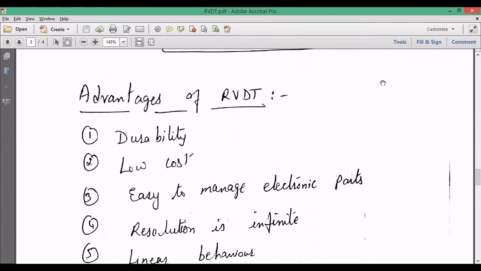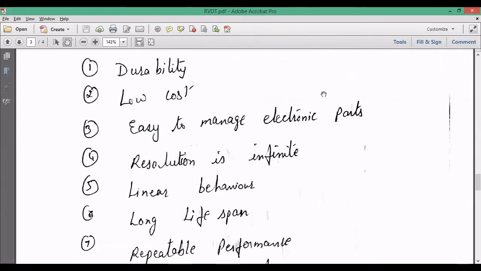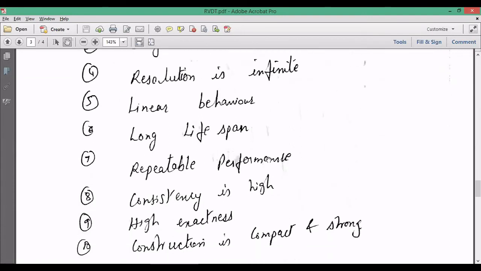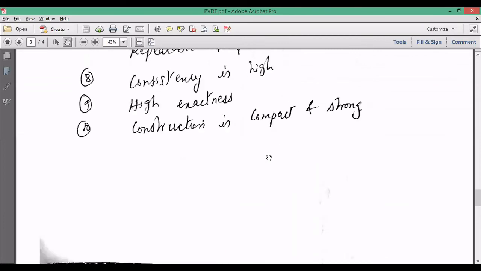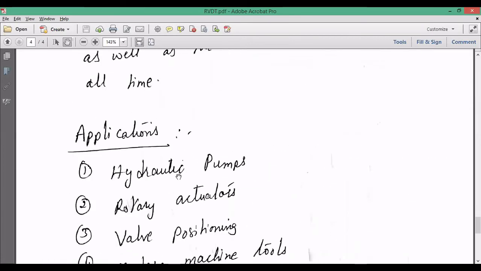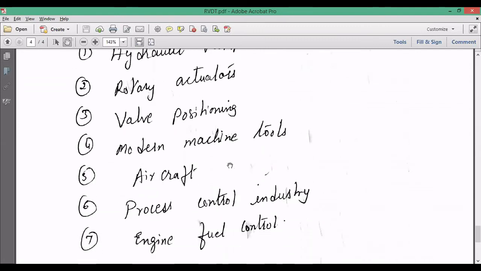These are the key advantages: durability, low cost, easy, linear behavior, long life, high performance. There are a few disadvantages. Applications: rotary actuators, valve positioning, aircraft.